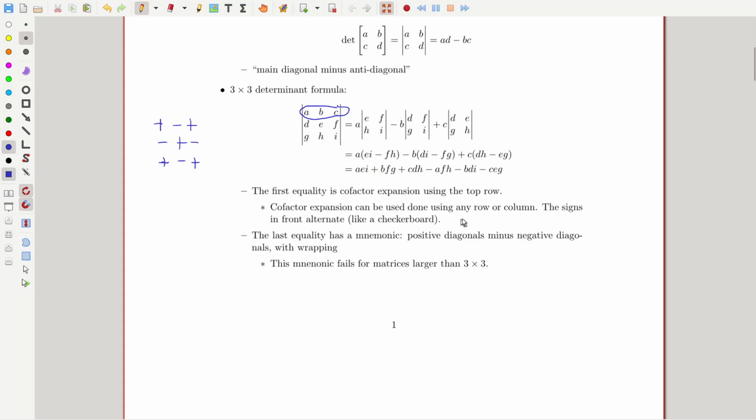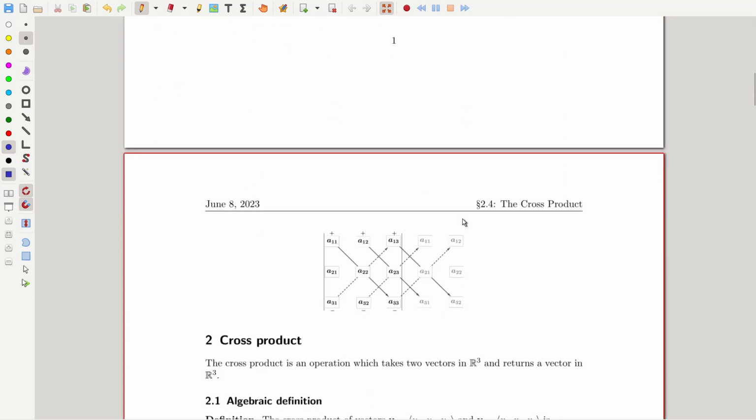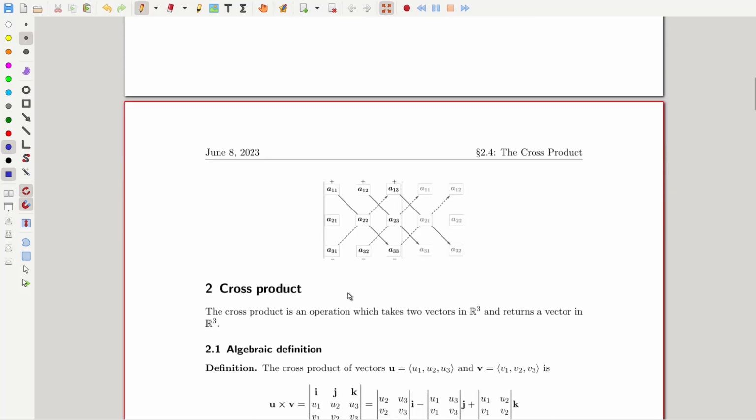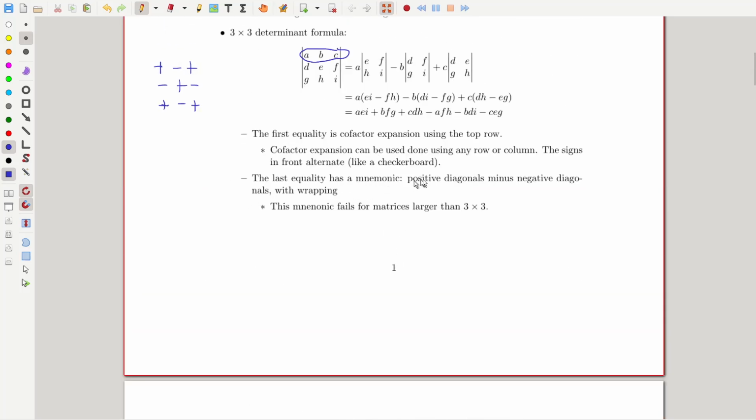It can perhaps be easier to spot in this picture here. The main diagonals are the ones that have solid arrows attached, and the anti-diagonals, or negative diagonals, are the ones with the dashed arrows. What happens here is that this column gets copied over, and same with this column. Let me come back to this statement.